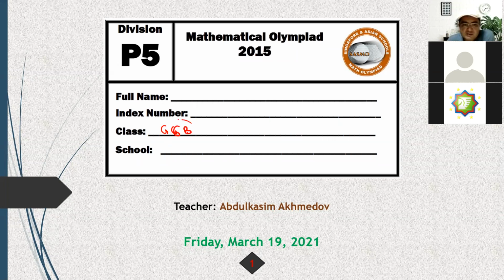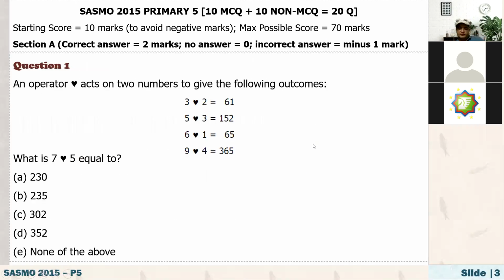6B. Let me just write it nicely. Your group is 6B. Today is March 19. Okay, Friday. All right. So guys, if you're ready, let's start. Aydin, why is the camera off?